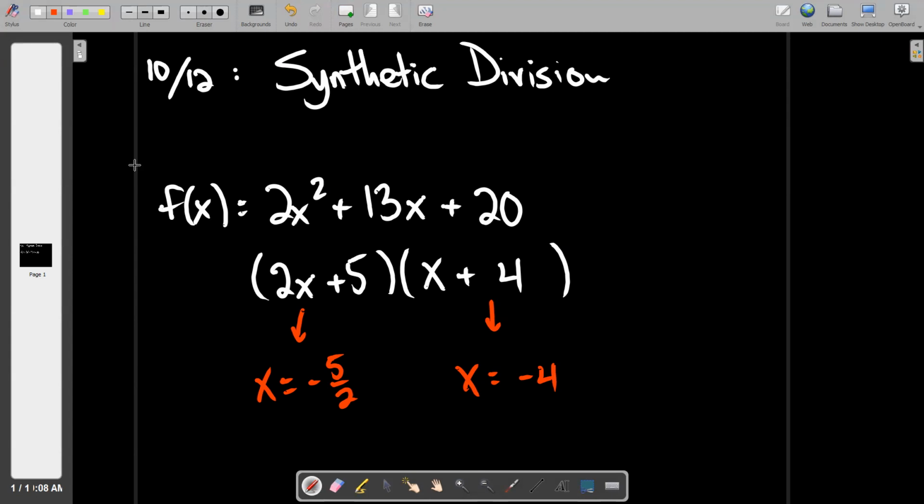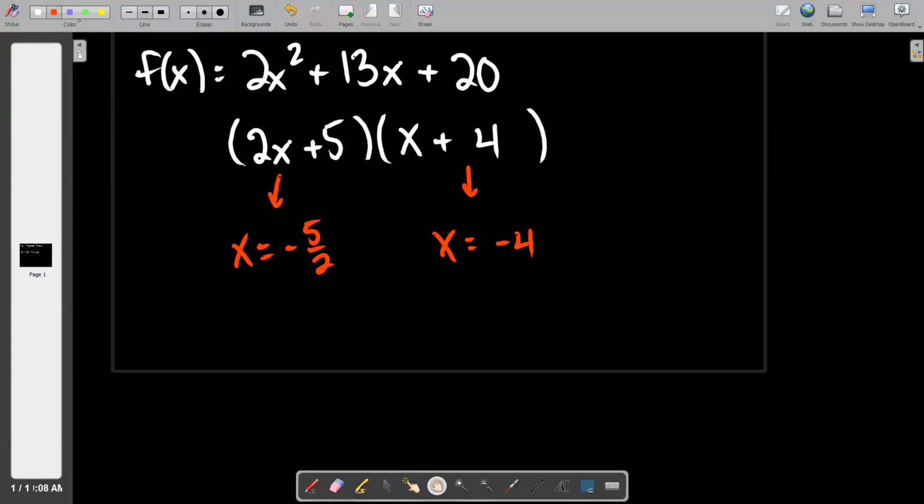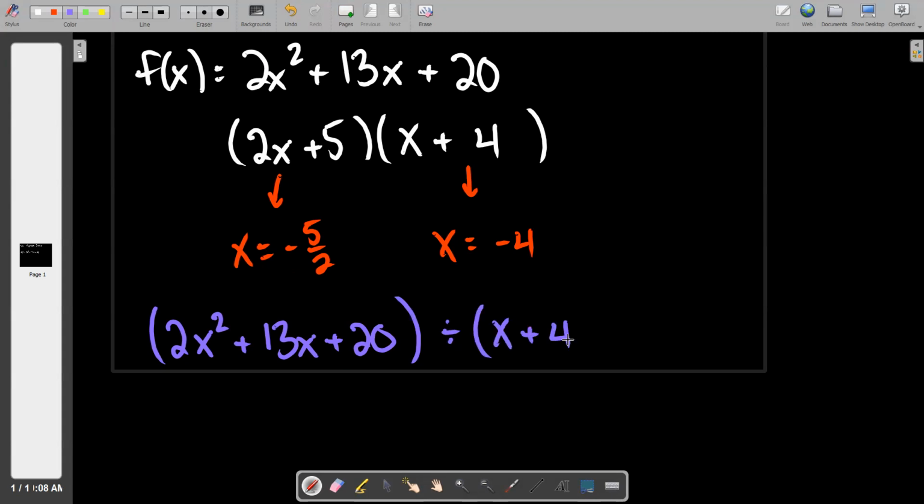Here comes the stretchy part, so feel free to give me funny looks. This is the connection. It means that when you take the polynomial 2x squared plus 13x plus 20, and you divide it by the polynomial x plus 4, you would not get a remainder. And not getting a remainder in mathematics is a really big deal. Not getting a remainder means that you're on the x-axis. A function's value is determined by the remainder to a division problem.